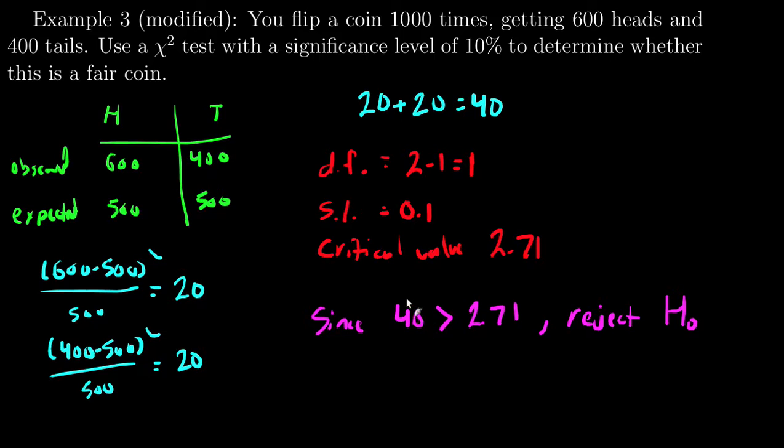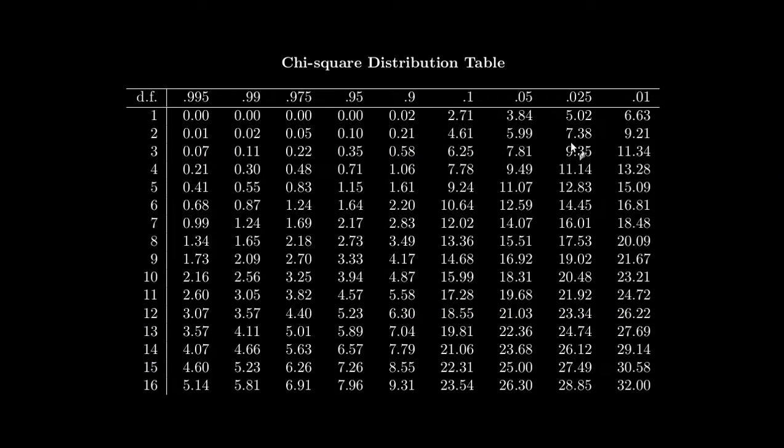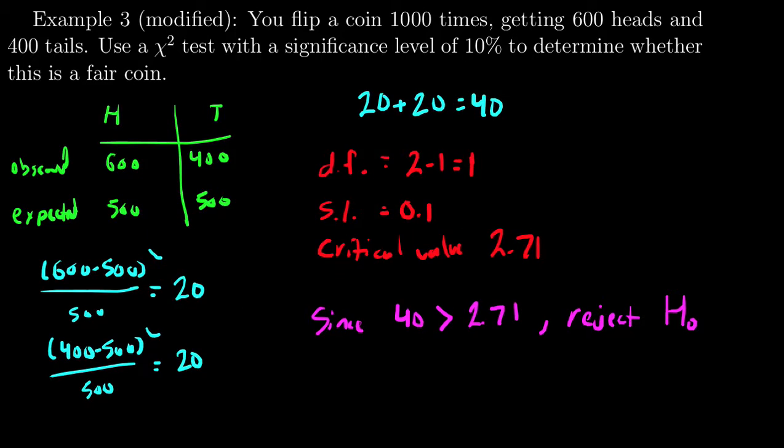This probability is going to be exceptionally low. So 10% isn't a very strong statement to make, because there's a 10% chance that the chi-squared value will be 2.71 or bigger. But this is 40. You can see this is way beyond even a 1%. So we could be exceedingly confident here that this is not a fair coin.